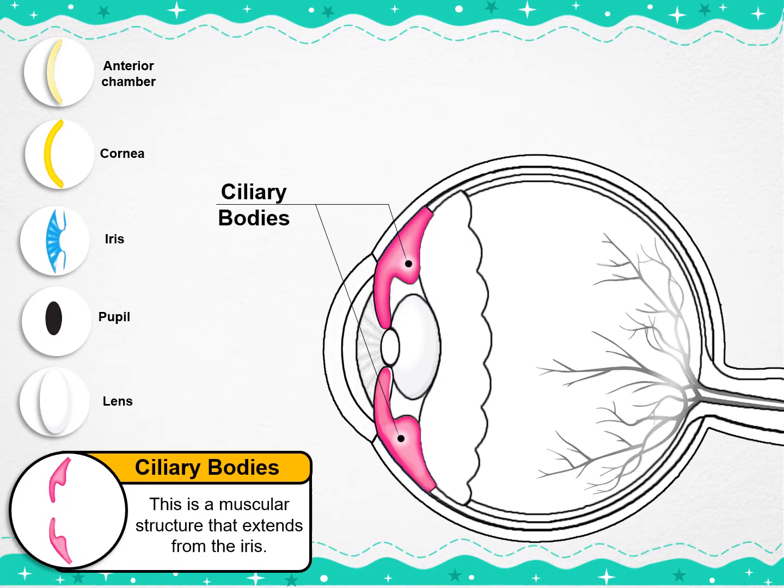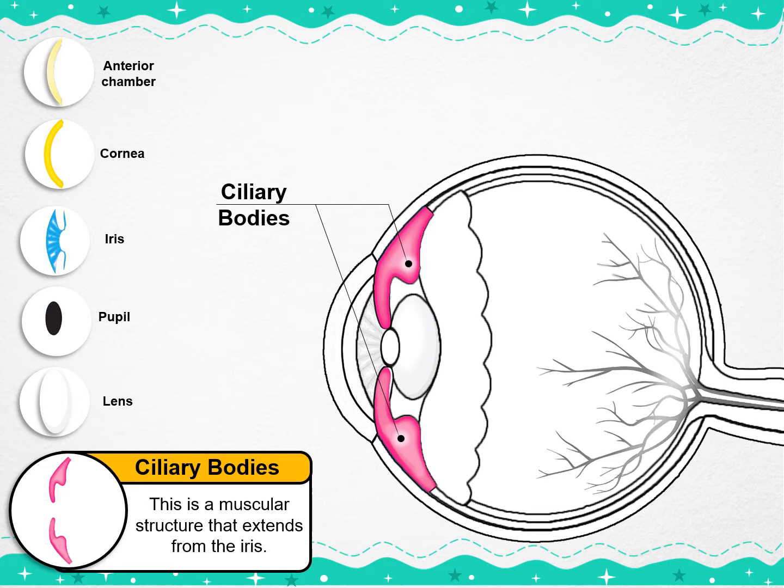Ciliary body. This is a muscular structure that extends from the iris. Did you ask how human lenses can change shapes from flat to curved? It is the ciliary body that helps to control the curvature of the lens. What else can this muscular structure do? The ciliary body also helps produce the liquid jelly-like substance called the aqueous humor, which fills the anterior compartment.